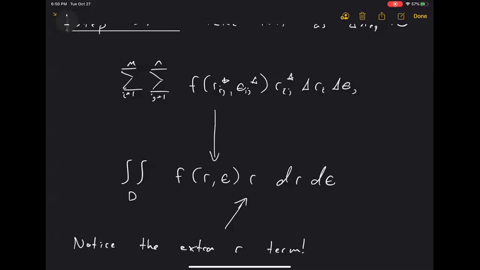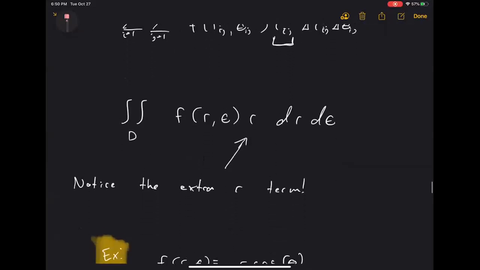So my f of r_ij star, theta_ij star just becomes f of r, theta. Remember, this is just some radius that puts me in my polar rectangle. And as I take the limit, I'm not considering just a finite number of radiuses, I'm considering all my radiuses. So this r_ij star just becomes r. And then this delta r_ij becomes just dr, and this delta theta_ij just becomes d theta.